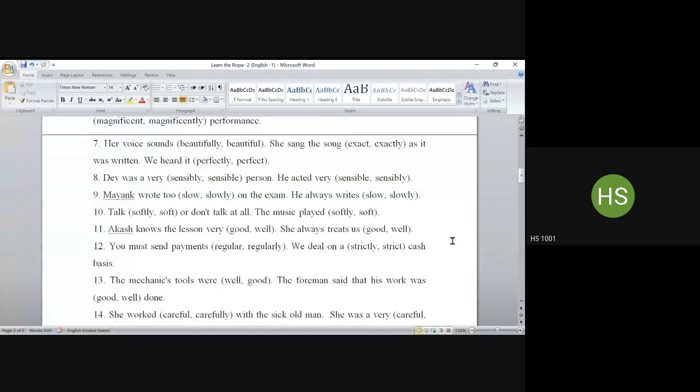The eleventh one: Akash knows the lesson very good or very well? Very well. Akash knows the lesson very well.